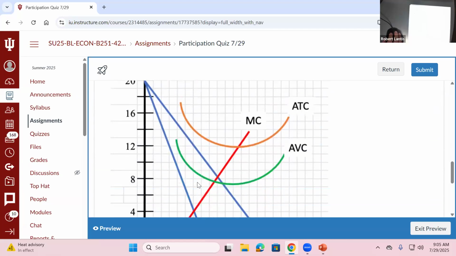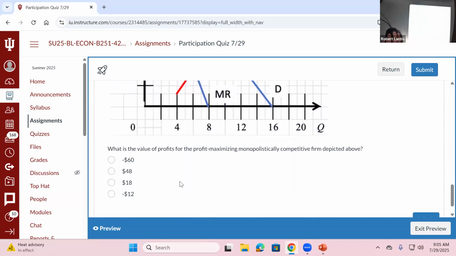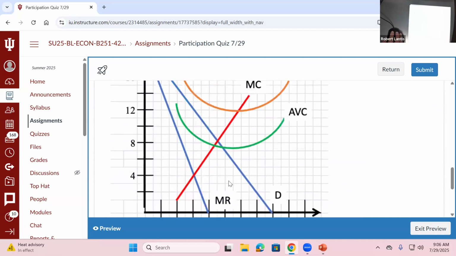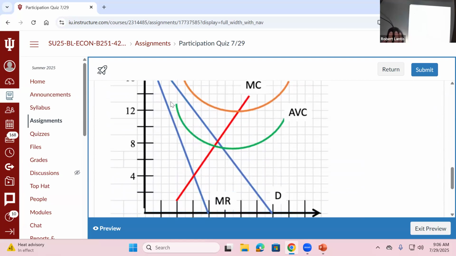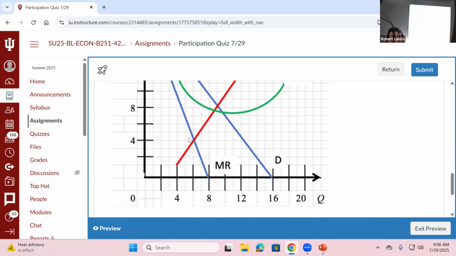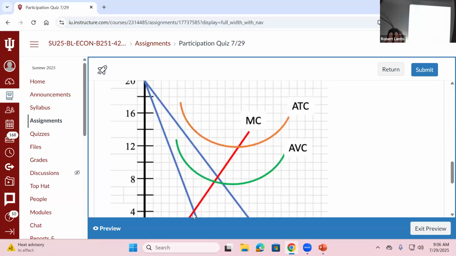So I've got a similar depiction here. What would the value of profits be if this firm was profit maximizing? Well, I drew in an additional curve here to make this a little more complicated. But we still have that profit maximizing quantity, where marginal revenue is equal to marginal cost, at 6. At that quantity, the price I'm setting is 12.